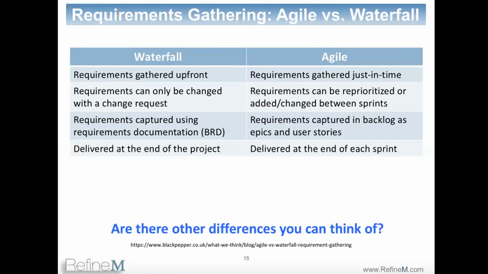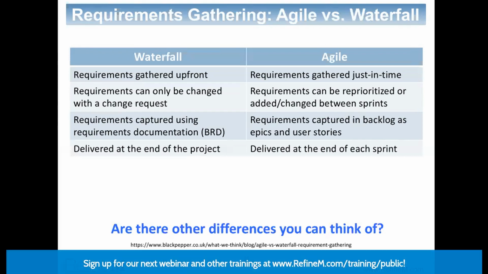So scope creep is a big issue in Waterfall. I think we should add that into this chart here. Scope creep is a big issue in Waterfall, and managing scope is a big issue in Waterfall. But that's not an issue at all in Agile, because the scope is not fixed. There is nothing like baselining of scope like you do in Waterfall.